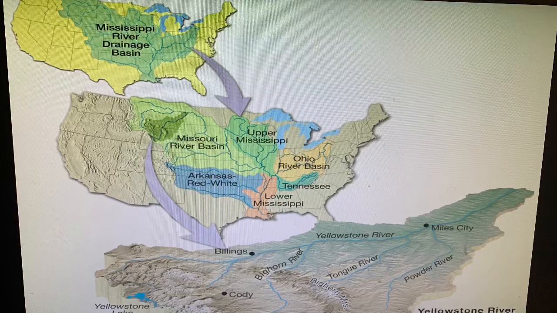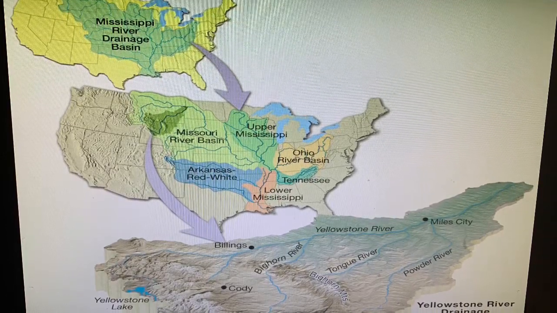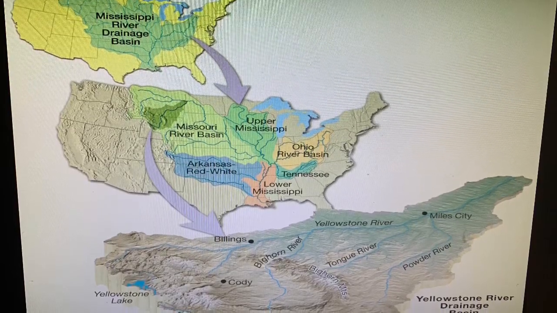Now, when you look in the middle section, you see there are smaller little rivers. There's the Missouri River, the Arkansas, Red and White, the Ohio River. All of these are going to contribute. So this is why you can have rivers contributing to larger rivers.